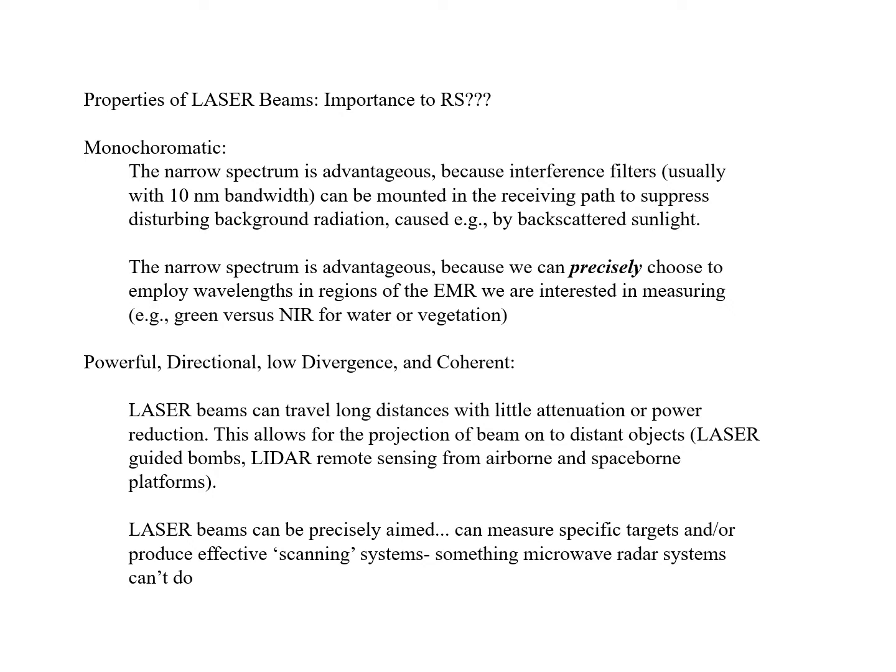Laser beams can be precisely aimed, so you can get specific targets or make effective scanning systems that move the field of view of the sensor back and forth, something that microwave radar systems can't do. In fact, for this application, microwave would be a better solution because it could penetrate clouds, which LiDAR cannot. But you can't focus microwave onto a precise enough spot, and you can't scan it backwards and forwards.